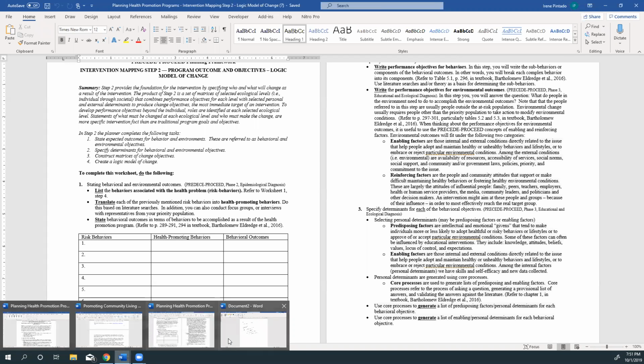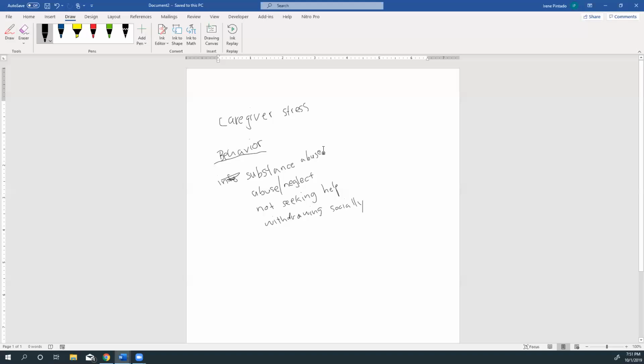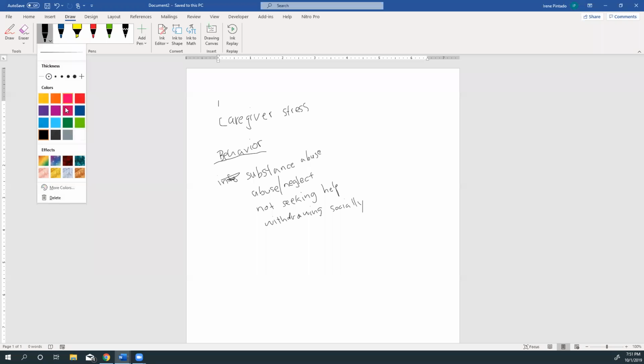So if I go into this document and I'm looking at substance abuse, let's say that we decide, yeah, this is one of the things we want to address. Change the font. So if this is what people are turning to, what is it they could do instead? This is the risk, what is the health promoting behavior?